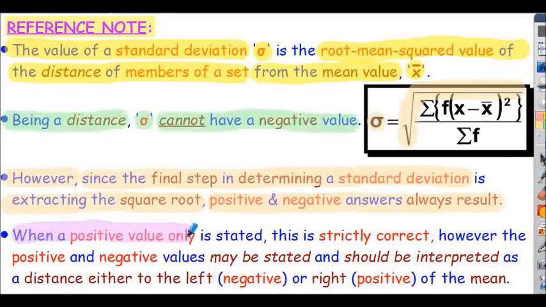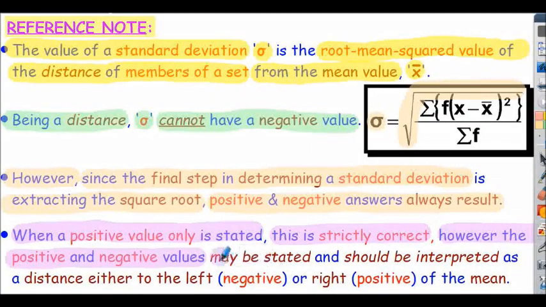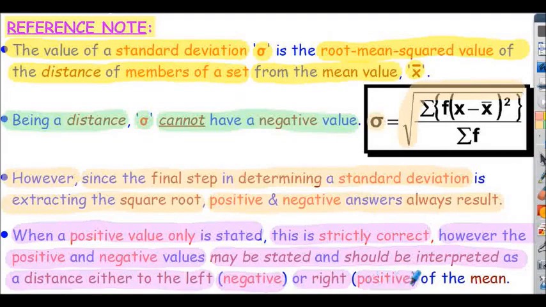When a positive value only is stated for the standard deviation, this is strictly correct. However, the positive and negative values may be stated and should be interpreted as a distance either to the left, negative, or the right, positive, of the mean, the x bar value.